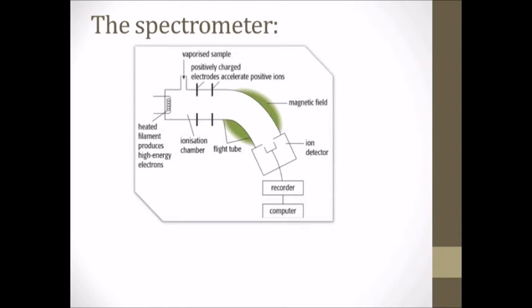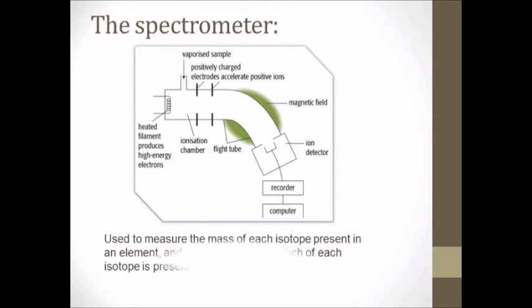Finally, we will talk about the spectrometer and how to find the relative atomic mass from spectra. This is a simplified diagram of a mass spectrometer. It can be used to measure the mass of each isotope present in an element and also compare how much of each isotope is present. You don't have to learn how it works, but it is useful to understand how the results are obtained.